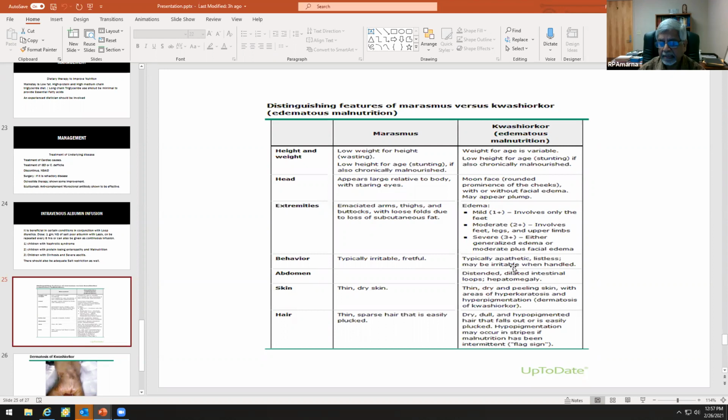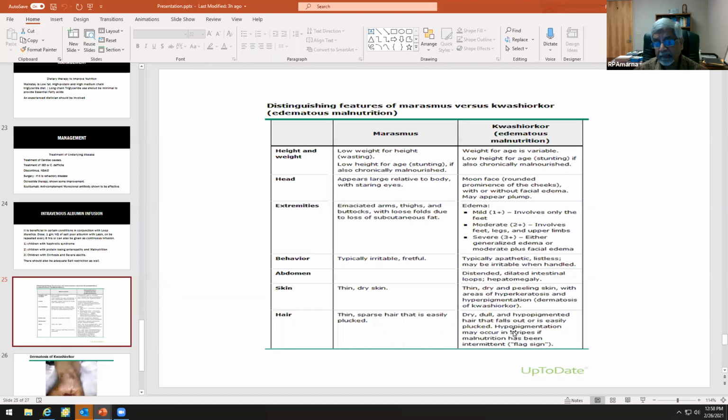And usually they're just laying around and they are listless. The belly is usually distended, bloated, with dilated intestines. If you do an X-ray, you'll see dilated intestinal loops. They will also have hepatomegaly as well. They also have thin, dry, peeling skin with areas of hyperkeratosis and hyperpigmentation. It's called dermatosis. I'll go to the next slide and I will show you that.